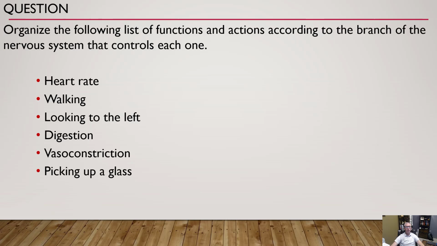All right, so organize the following list of functions according to the branch of the nervous system that controls each one. So heart rate. So basically we're looking at somatic versus autonomic. Which one do we have control over? Which one do we not have control over? So heart rate. That would be autonomic because we don't have any control over it.